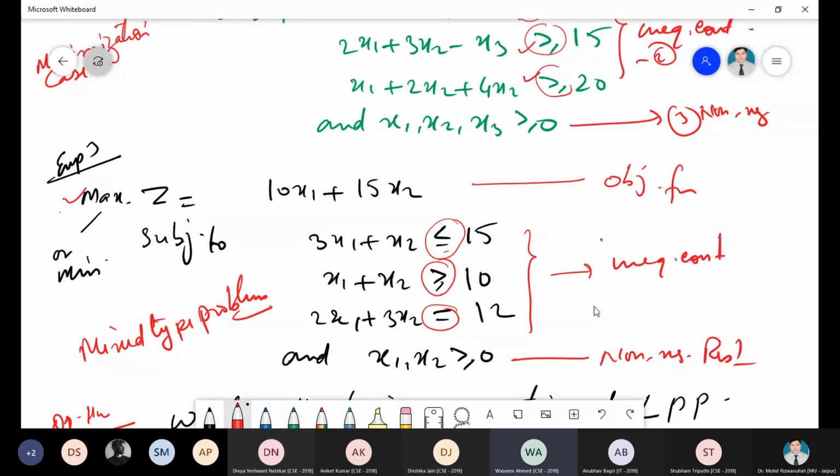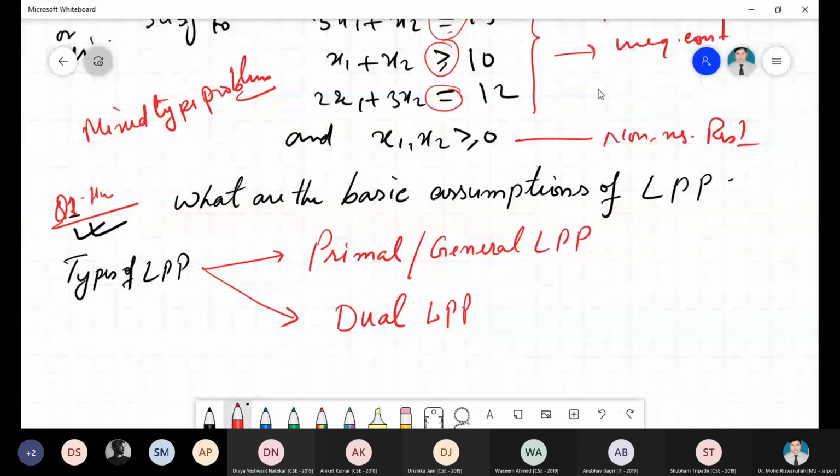Then this is the question I've given. You have to write it. What are the basic assumptions of LPP? It's very important because there are a lot of advantages. Advantages mean we can apply it in transportation, in assignment, in all the allocation problems. So the advantage is that the problem can be solved in the form of an allocation problem or a transportation or assignment problem.